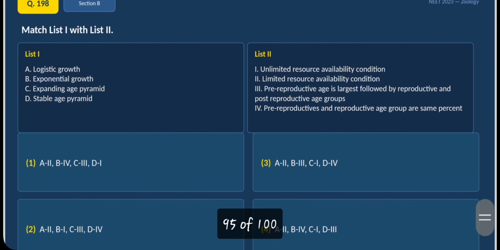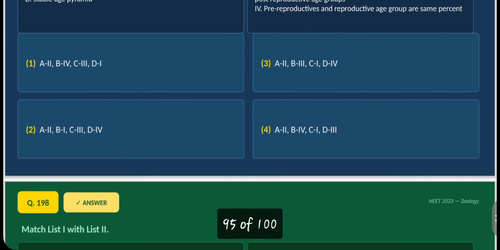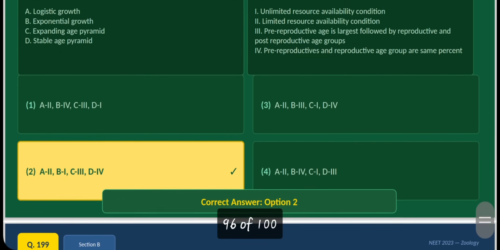So here they have this as a match the following again. Logistic growth, when does it take place? Limited resource availability condition. Exponential growth, unlimited. So A2, B1. So wherever that option is there, only the second option seems to be having it. It is the correct one.